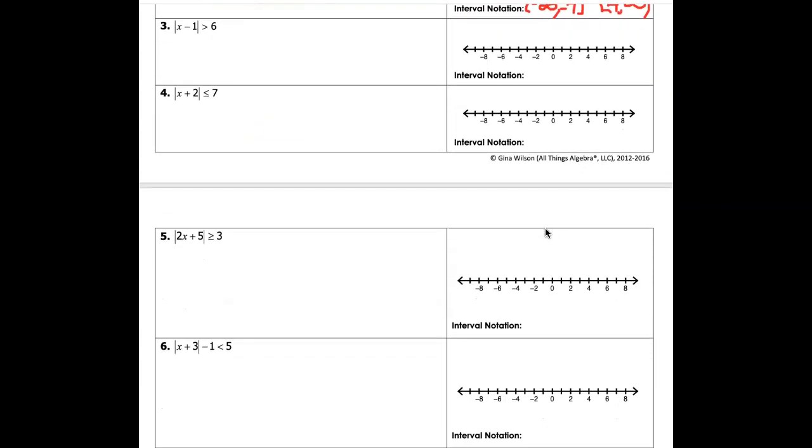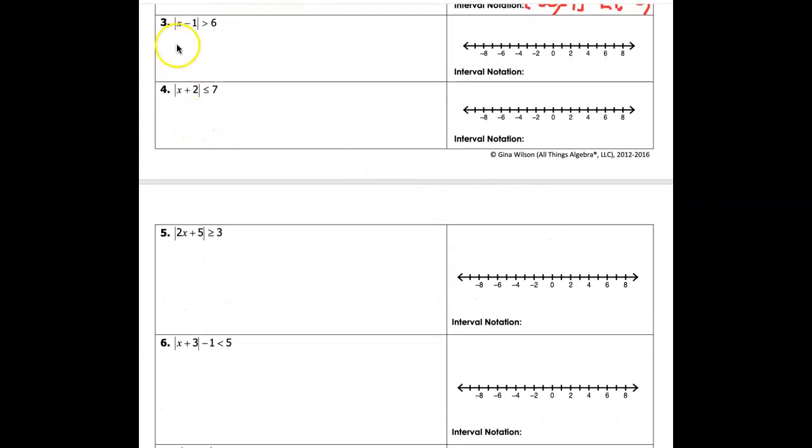So now when we have stuff inside the inequality sign, we're still going to set up the two inequalities and then we solve them separately. So for the first one, just like with equations, we leave it alone. X minus 1, I leave my sign, and I leave my number. Add 1 to both sides, we get that x is greater than 7.